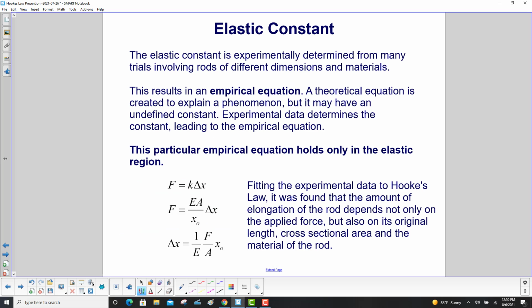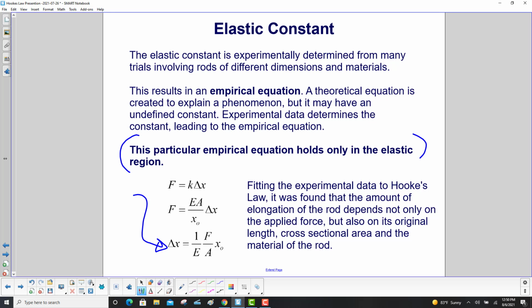The elastic constant is experimentally determined from many trials involving rods of different dimensions and materials. This results in an empirical equation. A theoretical equation is created to explain a phenomenon, but it may have an undefined constant. Experimental data determines the constant, leading to the empirical equation. This particular empirical equation holds only in the elastic region. Experimental data was fitted to Hooke's law.